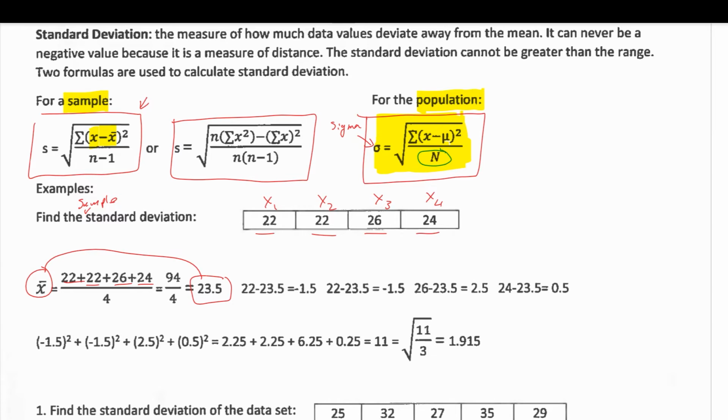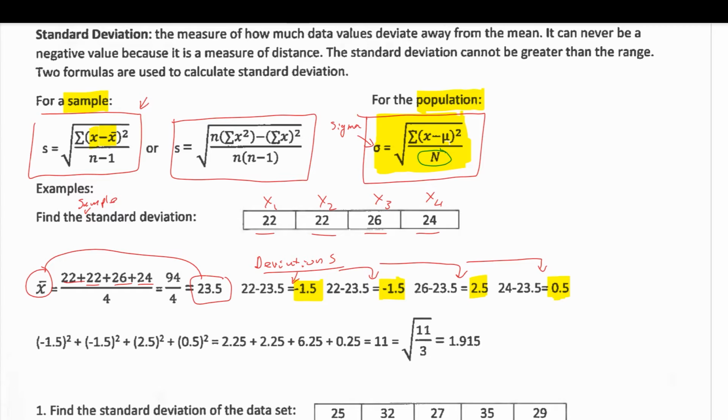Now we're going to take each one of these values and subtract the mean from it. These are called deviations. So you take the 22 minus 23.5 and you get a negative 1.5. You do the same thing with the next 22, should be the same difference. 26 minus 23.5, you get 2.5, and then 23.5 minus 24, you would get 0.5.